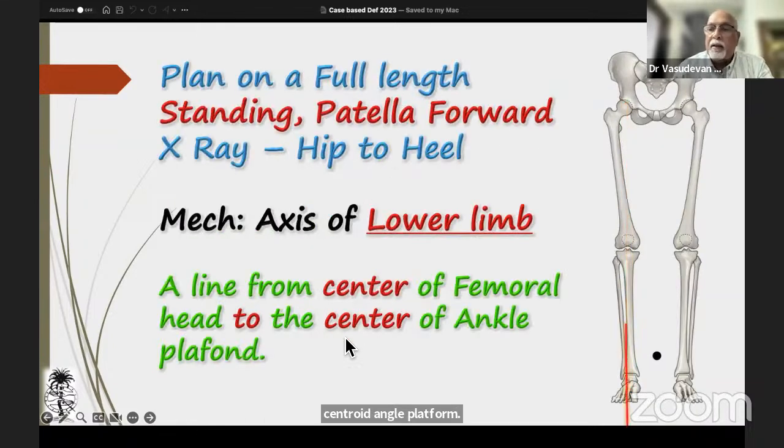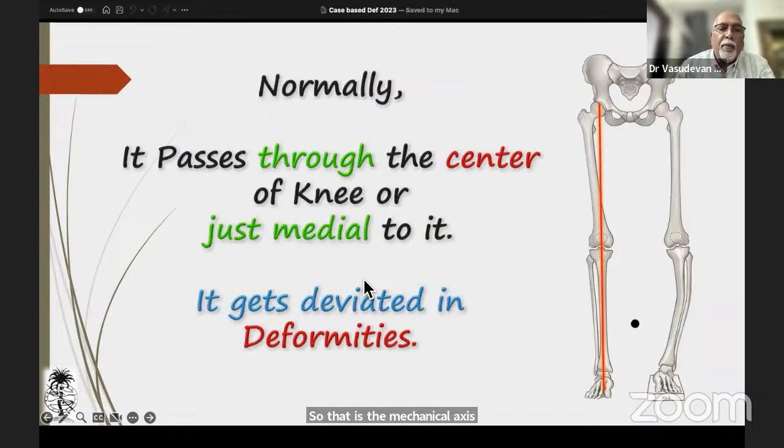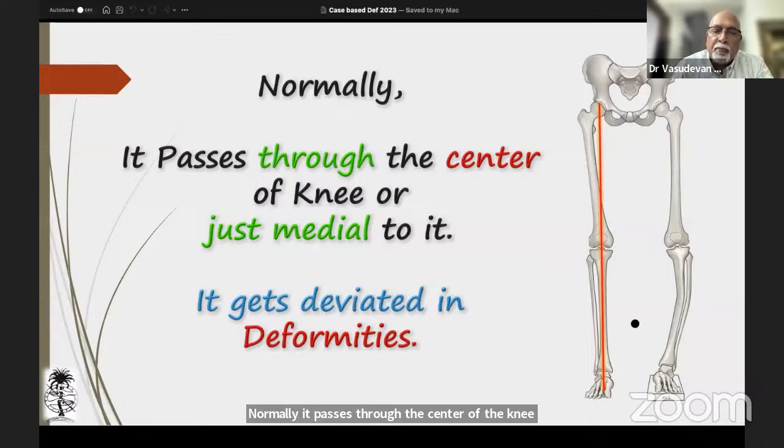So that is the mechanical axis. Normally it passes through the center of the knee or just medial to it. It gets deviated when you have a deformity anywhere. But in many cases where they have a deformity of the upper end of the femur and the distal end of the tibia, you can have a mechanical axis which is going through the center of the knee joint.